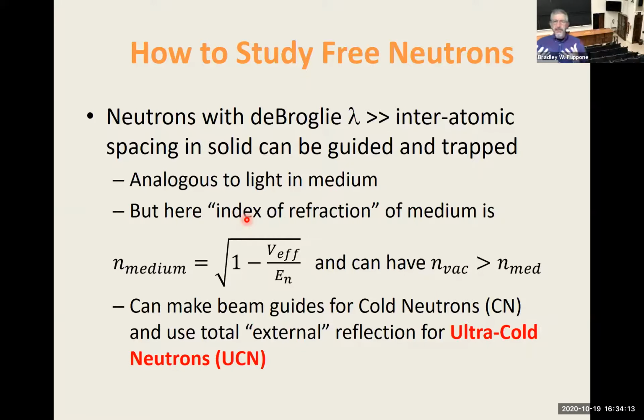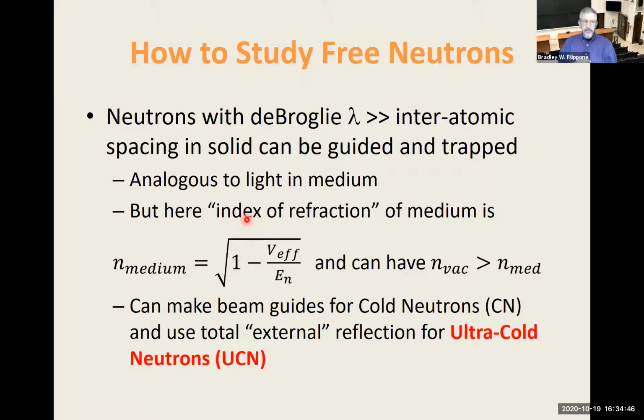So how do we study the neutron? How do we get our hands on these neutrons to do experiments? It turns out, if the neutrons are slow enough so that their de Broglie wavelength is large compared to the interatomic spacing in a solid, say I have a solid and I have a neutron. In fact, if the neutron is coming at a glancing angle, then it's the de Broglie wavelength perpendicular to the surface that's important.